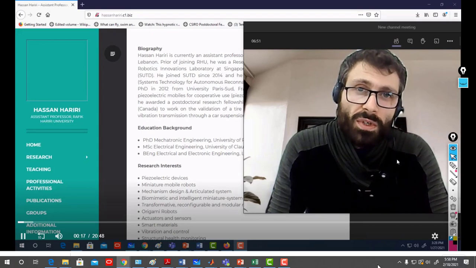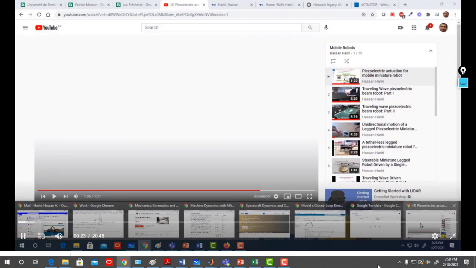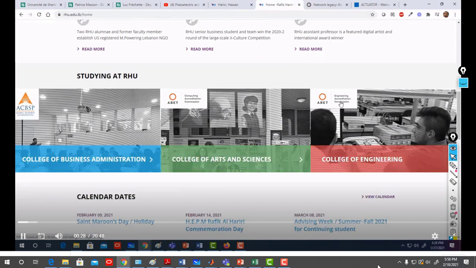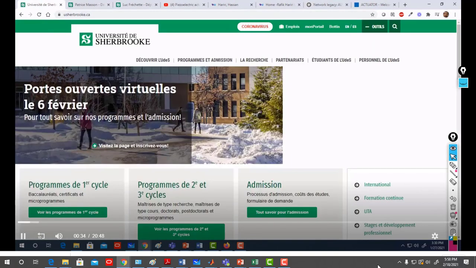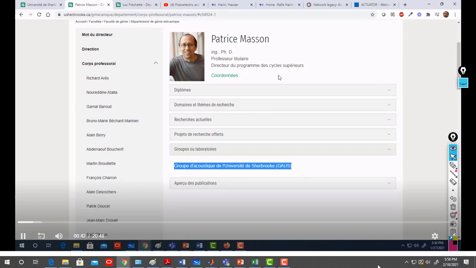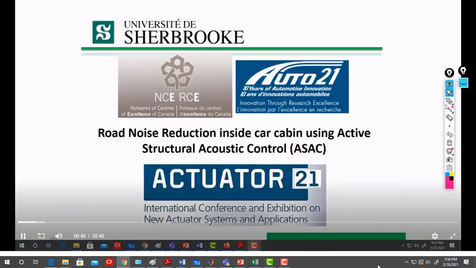I'm currently assistant professor at Rafiq Hariri University, at the College of Engineering, and we are a bit accredited university college. Today's talk was done during my postdoc at University of Sherbrooke under the supervision of Professor Patrice Masson and Professor Luc Frechette, and it's about road noise reduction inside car cabin using active structural acoustic control.